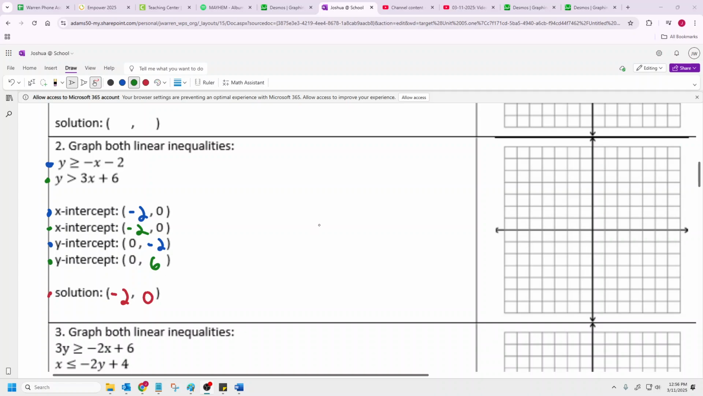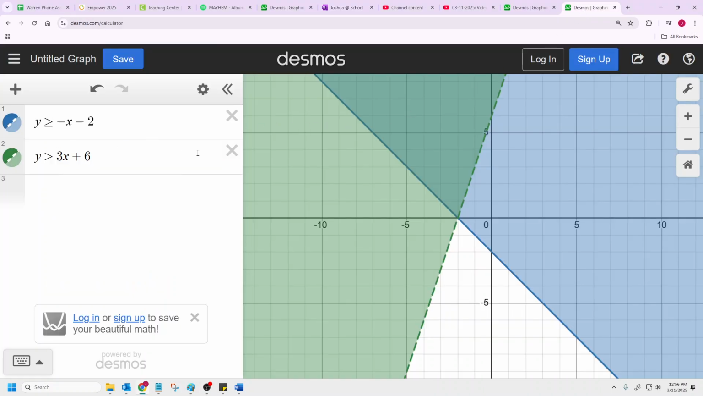All right, now we're going to graph number 2. I've kept my solutions in, but I cleaned up the work. I have terrible handwriting, you know how it works. I'm going to show you the Desmos solution first. I have this typed into Desmos, color-coded blue and green.